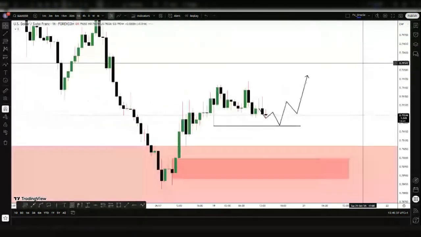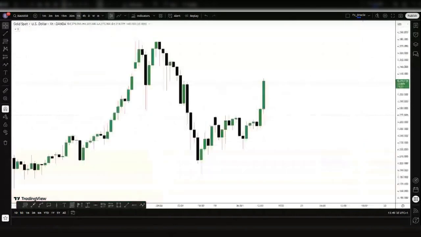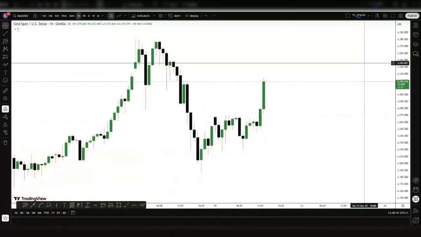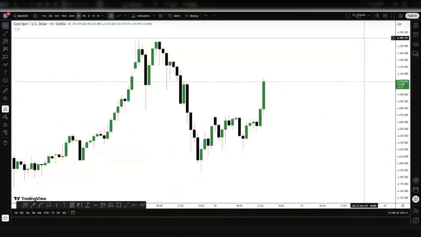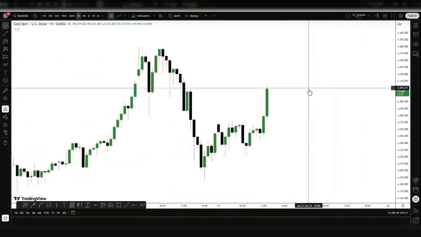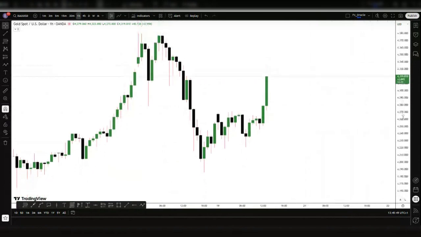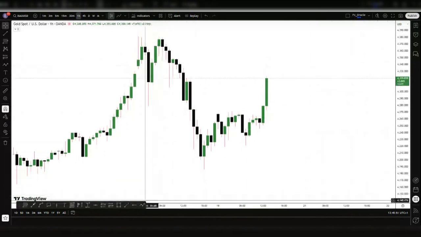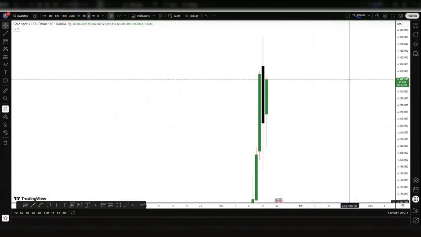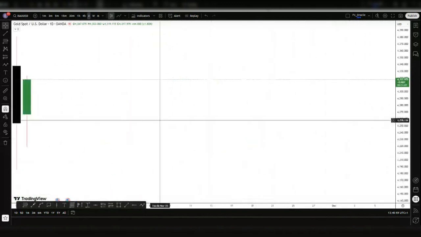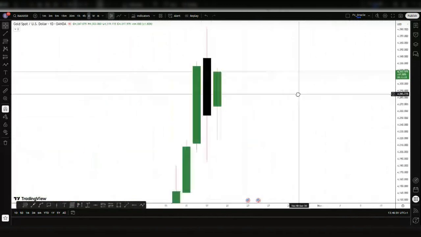Let's check another pair. Okay, this is gold. Gold is already bullish. I think I'm already in this trade. I dropped this setup. Gold is already tapping into a daily imbalance. Let me go to the daily time frame. Tap into a daily imbalance here.